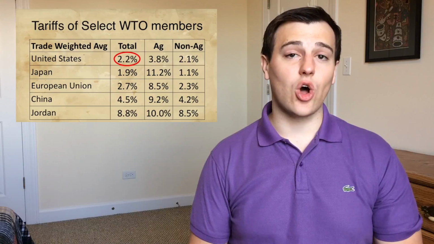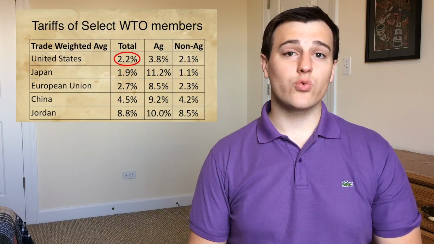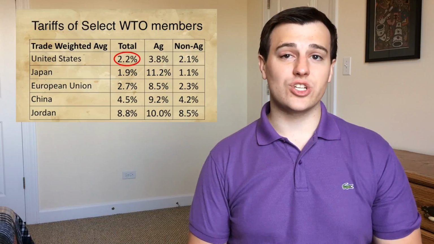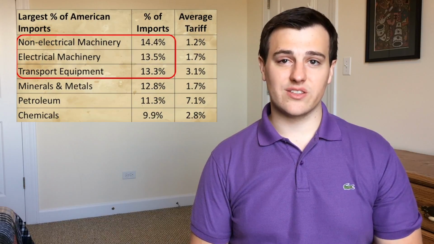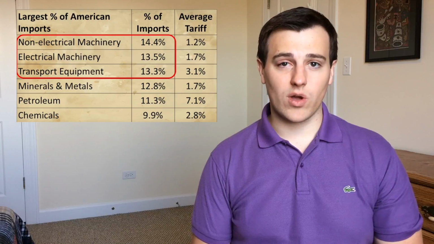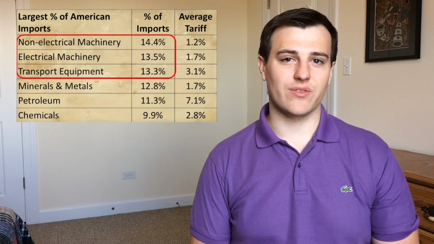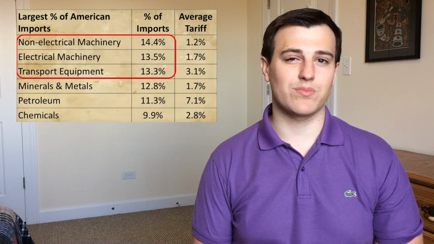Keep in mind this is still low by historical standards. The US routinely had average tariff rates in the 30 to 60% range, up until World War II. The majority of imports into the US are machinery, equipment, and basic materials. Not surprisingly, the average tariffs on these items hover around our overall average, with the one exception of petroleum.